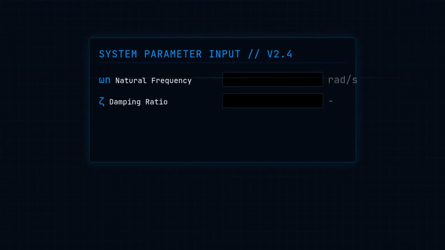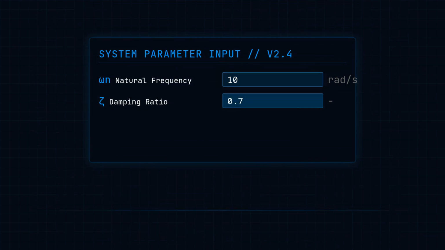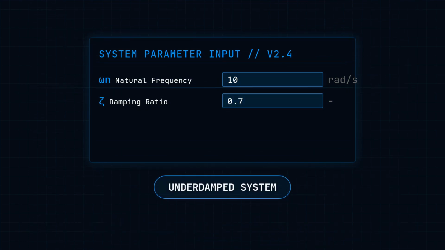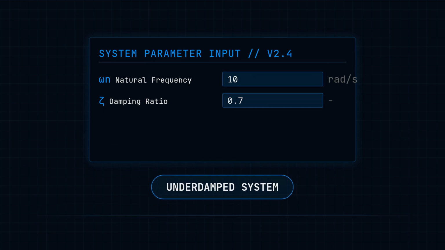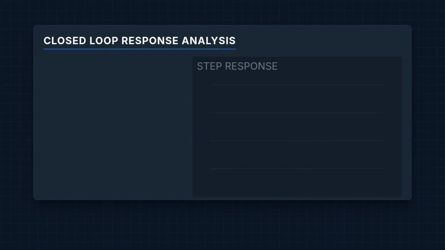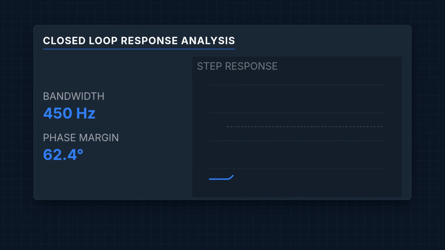Let's work through an example. For natural frequency omega n, I'll enter 10 radians per second. For damping ratio zeta, I'll use 0.7, which represents an underdamped system with good transient response. After clicking Calculate Servo Response, the calculator provides the complete closed-loop response analysis.